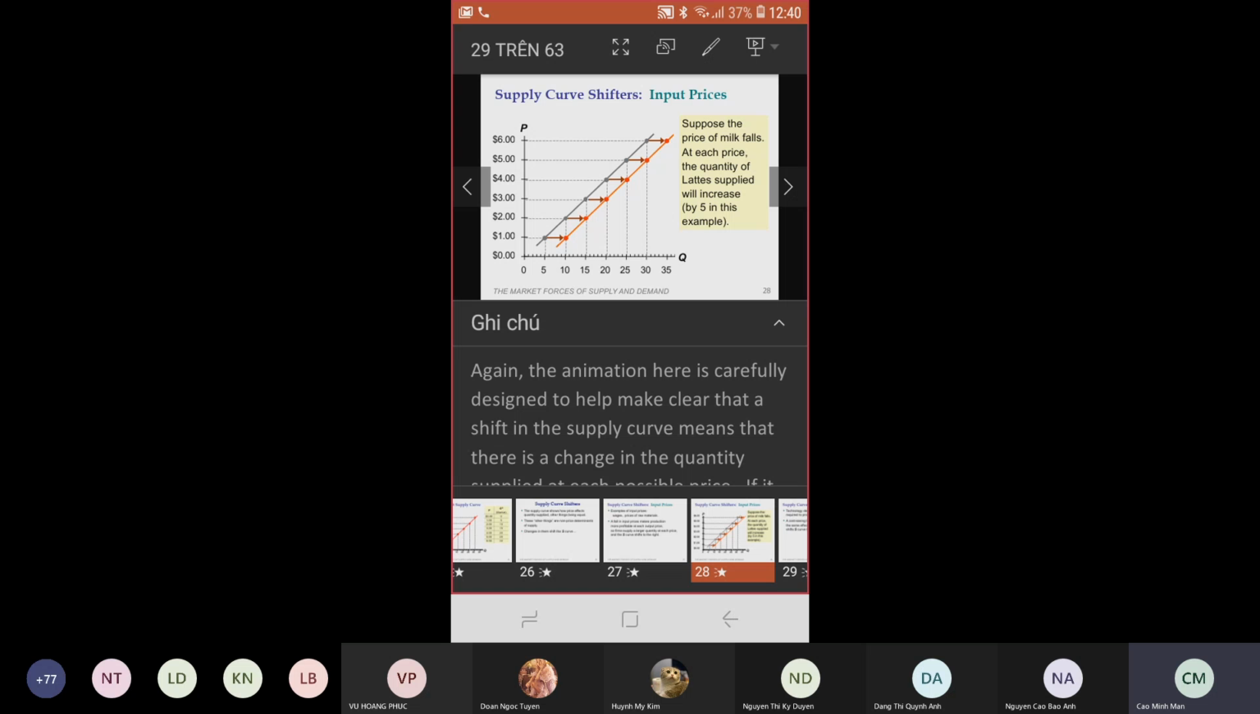The situation is when the price of inputs is lower. The price of inputs is lower, more profit, the reason why you see supply higher. And then you see the supply curve shifts to the right.